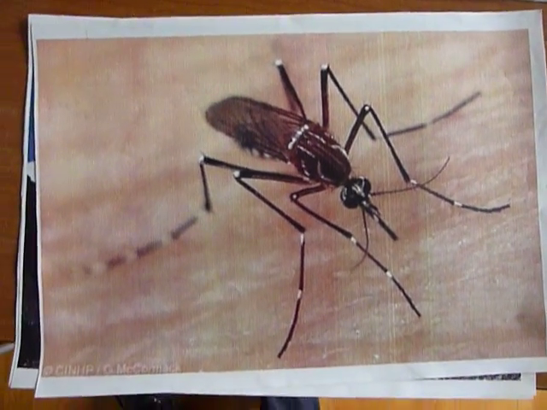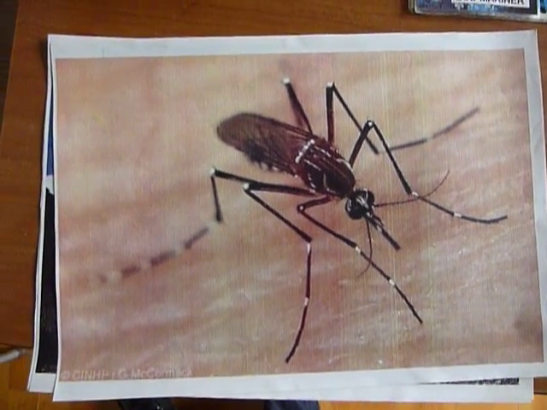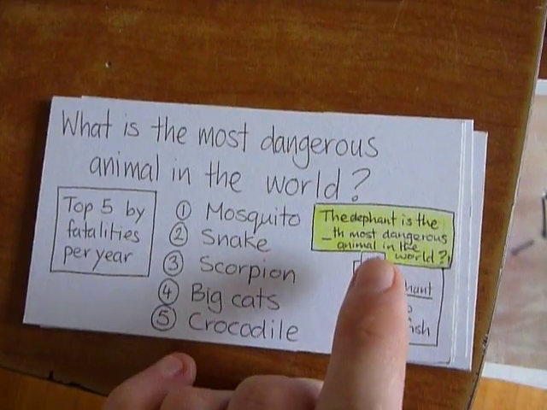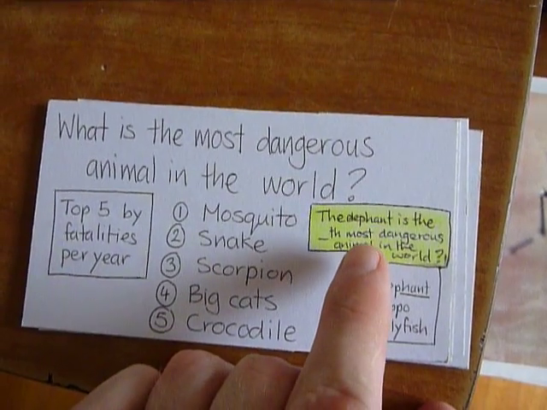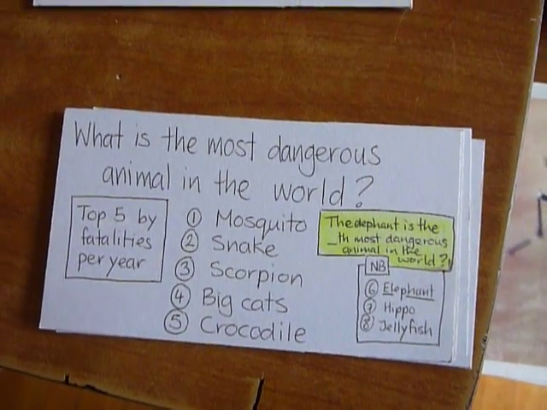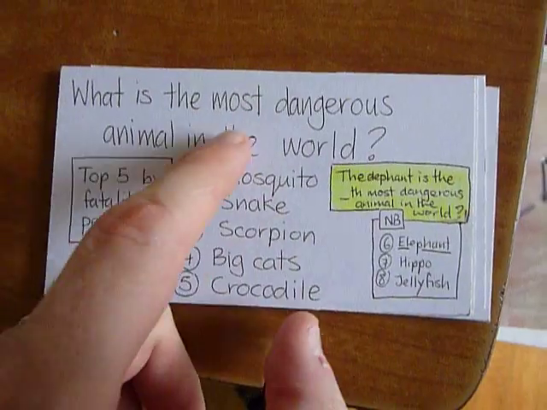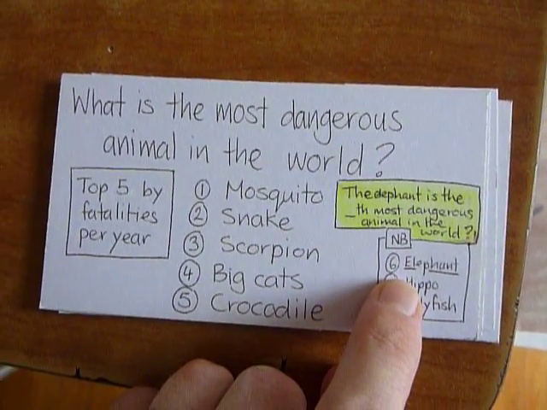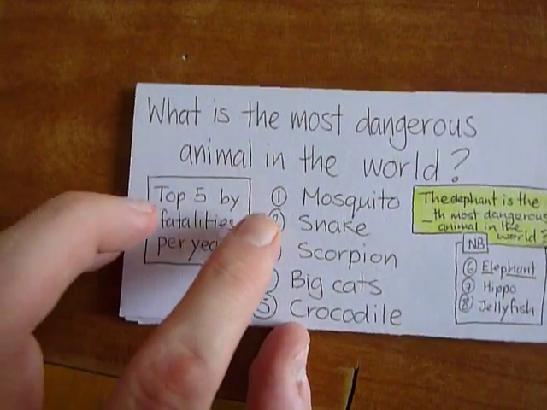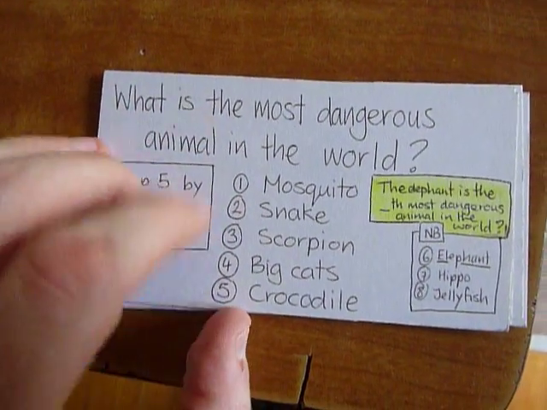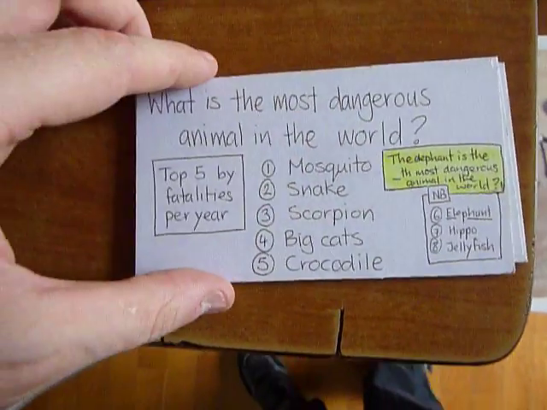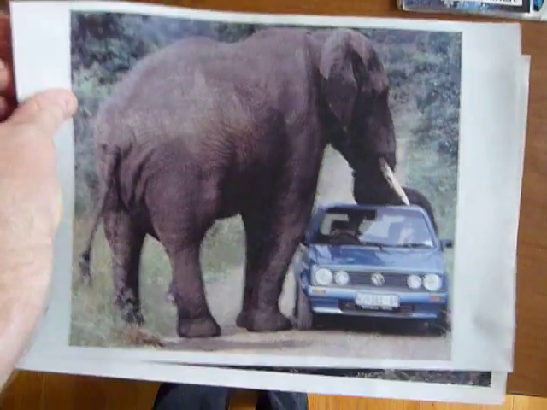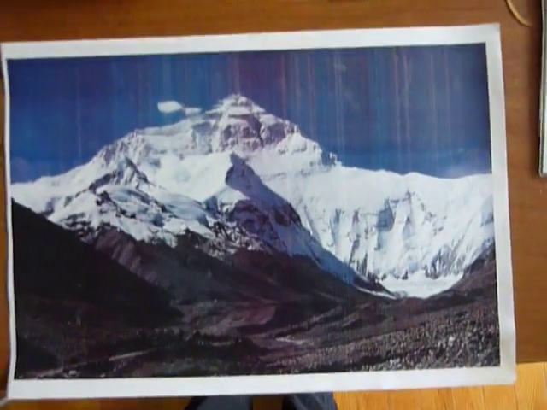I show them the mosquito and explain that the mosquito is the world's most dangerous animal. Then the question is, so the mosquito is the world's most dangerous animal. What about the elephant? The elephant is the most dangerous animal, and they have to guess what they think the number is. So the elephant is the 6th most dangerous animal. And then I read out the list down until elephant, just to clarify that question for them.